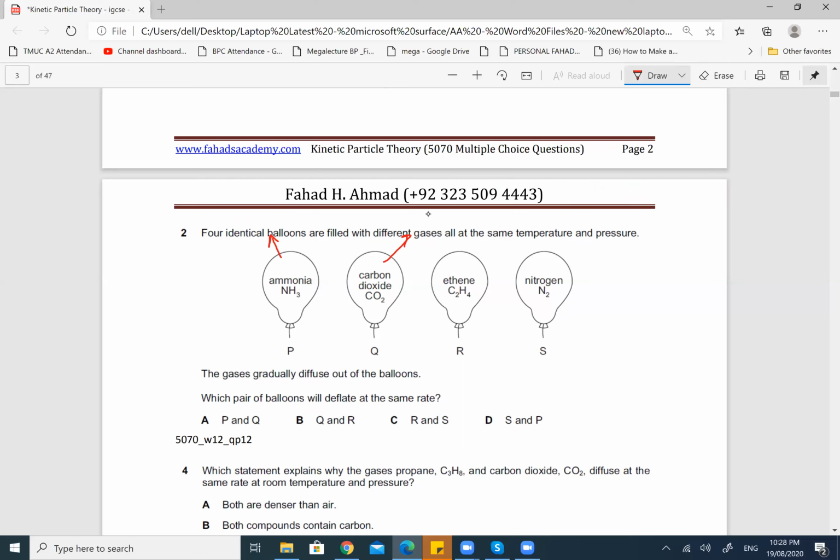So 12 add 16, 28; 16, and then 28, 16; 28, 40; 17; 12; 24, and then 24, 40 to 28. So R and S, because both of them have the same relative atomic mass, 28.